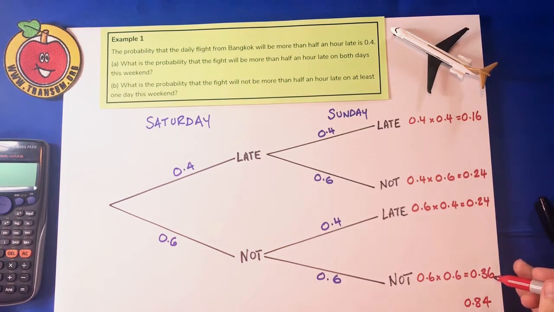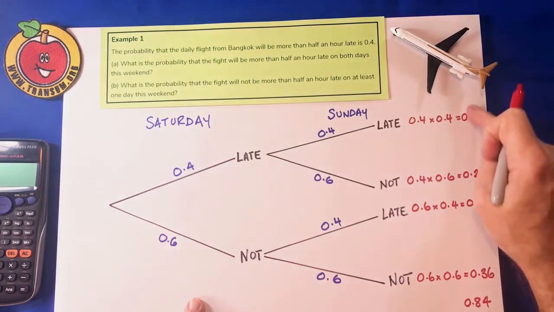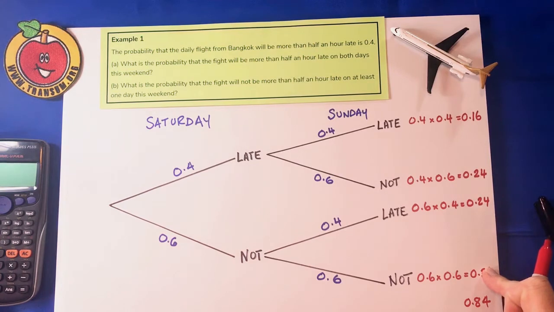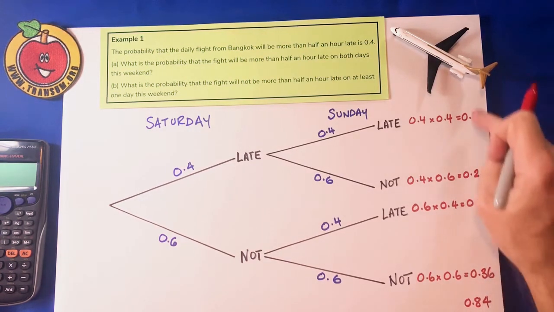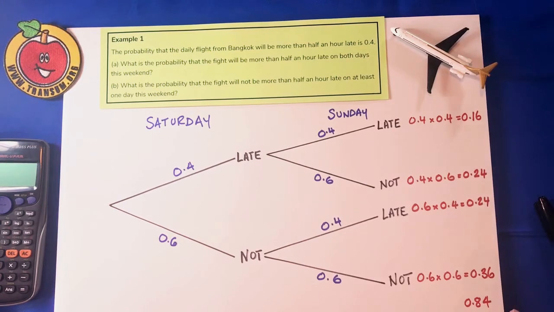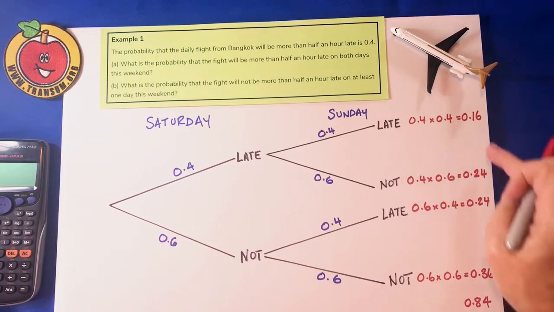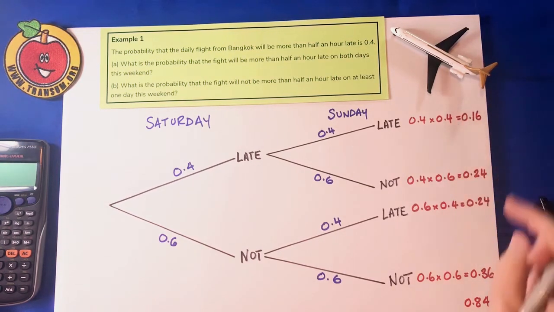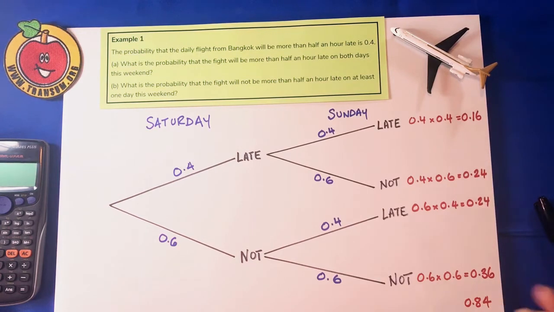Now, a quicker way of adding these three probabilities together is knowing that all four of these probabilities have to add up to 1, because it's certain that one of those four events will happen. So a quicker way of doing it would have been subtracting 0.16 from 1 to get the answer 0.84. That's a quicker way of arriving at the answer.